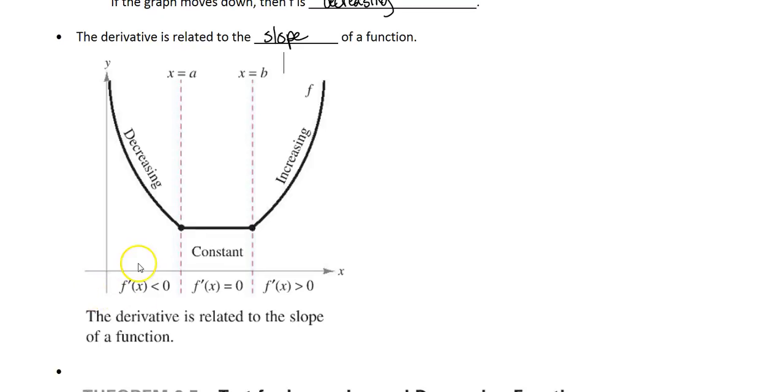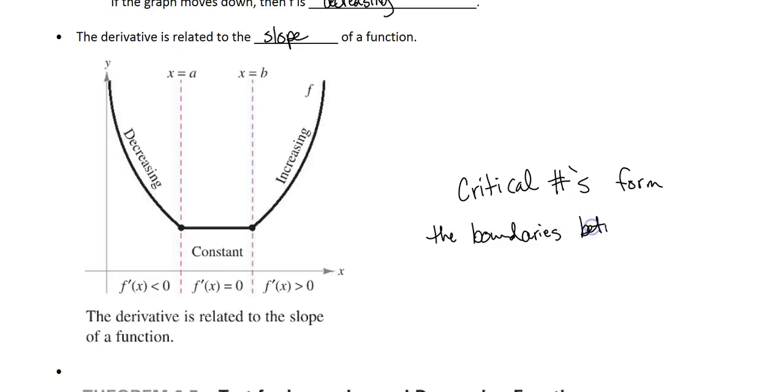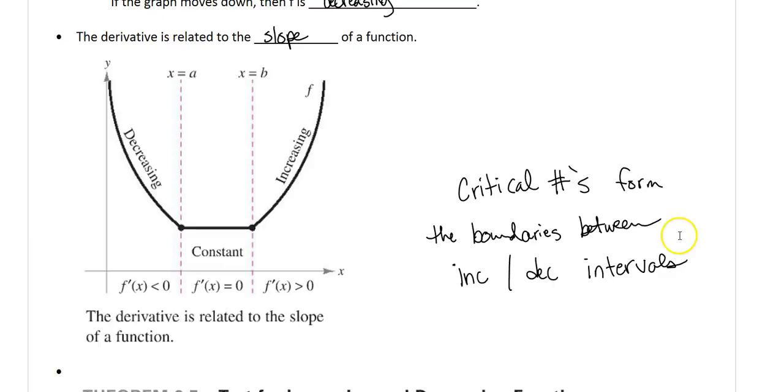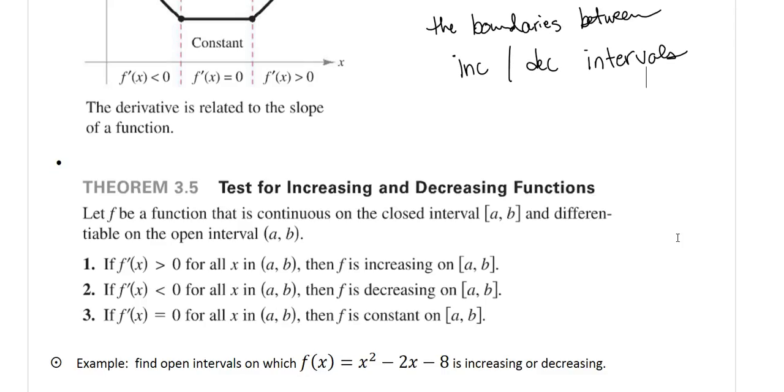So remember that the derivative is also related to slope. So wherever the derivative of f is less than 0, you're going to be decreasing. And wherever it's greater than 0, you're going to be increasing. And another thing that's important to note is that critical numbers are what are going to form the boundary between increasing and decreasing intervals. So basically what we're going to do is we're going to form some intervals that are bounded by those critical numbers, and then we're going to test for increasing and decreasing functions using the derivative.